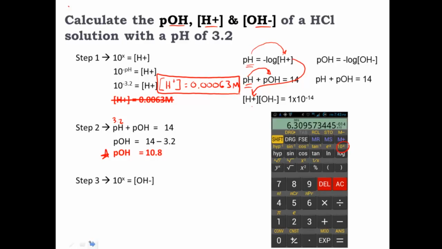Last thing I'm going to do is use my pOH and plug it into the inverse log function, and I'll solve for the OH. So as I do this, with my little substitution of 10.8, I'm going to solve and find out that my OH concentration is 1.58 times 10 to the negative 11th. And that kind of wraps it up, guys.